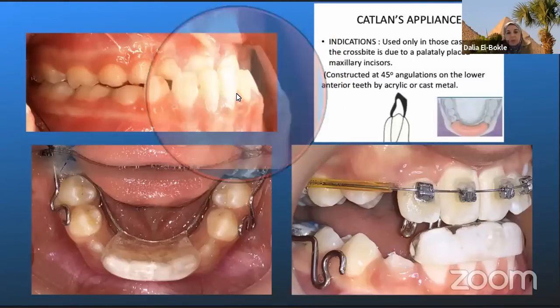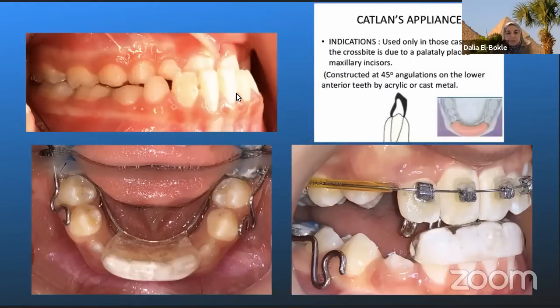So it will eliminate the functional shift in two ways: preventing the premature contact and then using the occlusal or incisal forces by the 45-degree slope in order to produce a labial force on the upper incisors. Here you can see the slope.